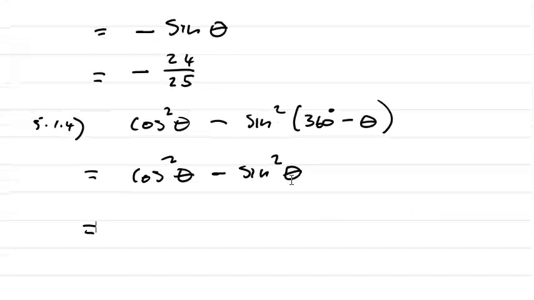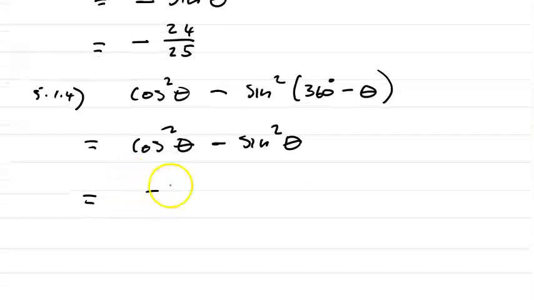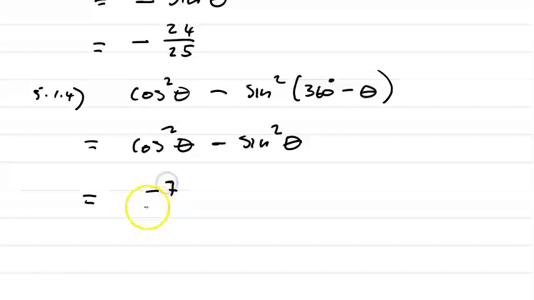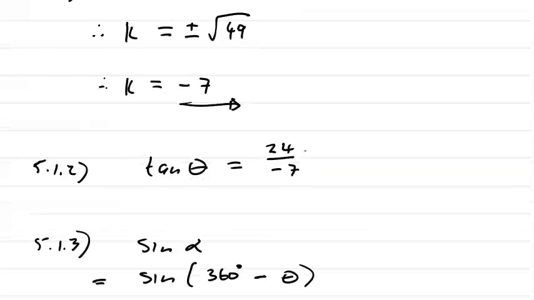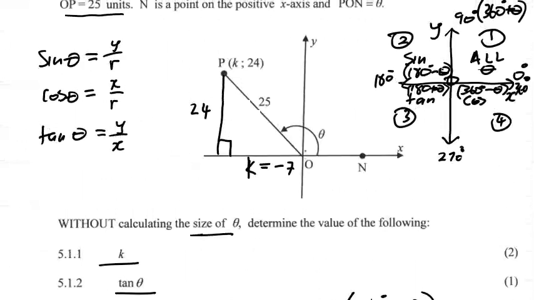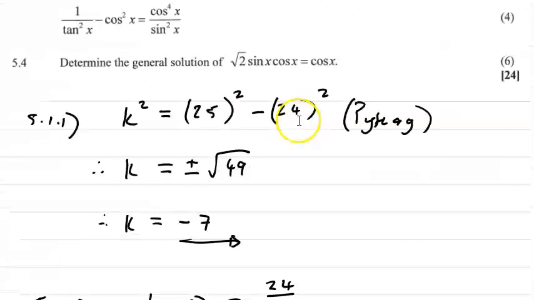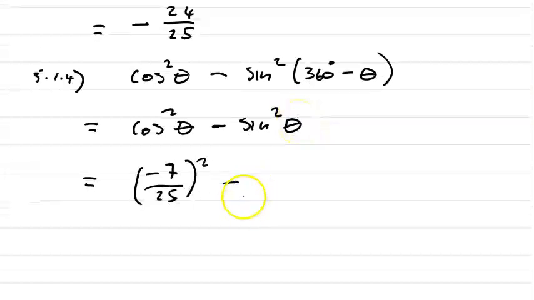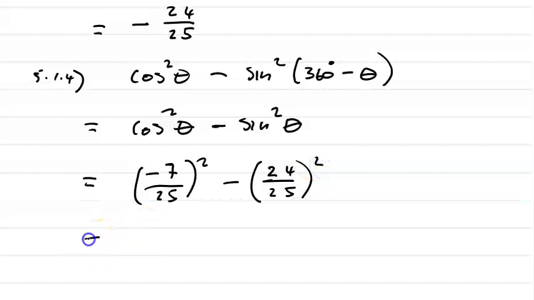So let's write that down. Minus 7 over 25 all squared, minus sine squared theta, which is y over r. My y value is 24 over 25 all squared. Let's write that down. 24 over 25 all squared equals 2.